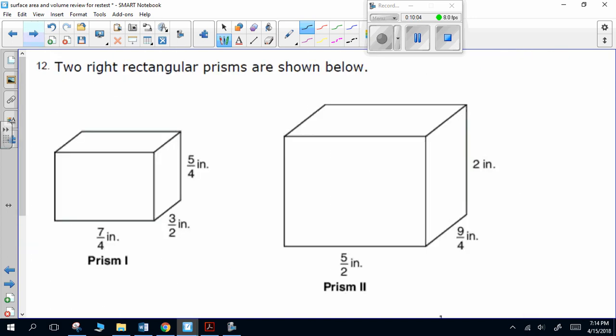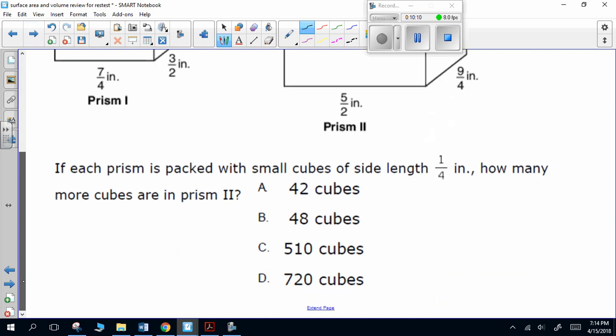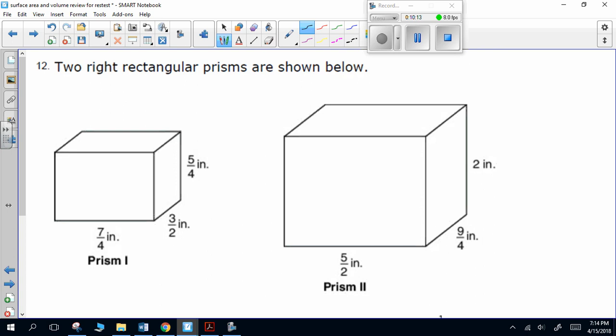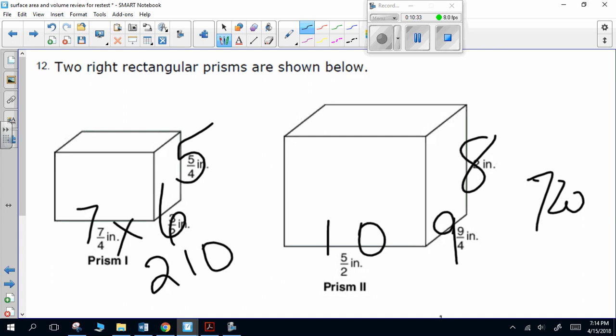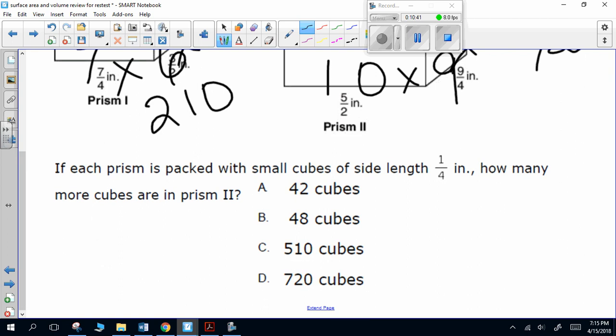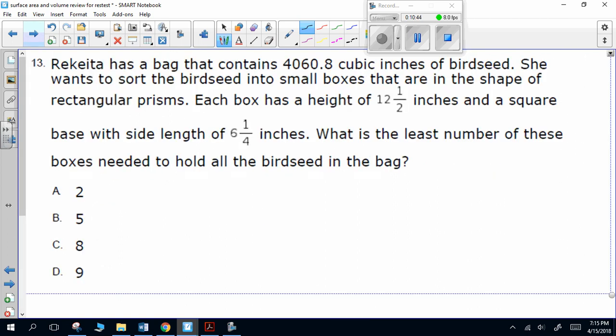All right, so looking at this one, it's got two right rectangular prisms, and you're being asked to figure out, we're putting 1/4 inch cubes in it. So I could fit 7 cubes on this side, 6 cubes on this side, and 5 cubes on that side. I could fit 10 cubes on this side, 9 cubes on this side, and 8 cubes on this side. So this box adds up to be 720, and this box adds up to be 210, because I just multiplied these three numbers together. So 720 minus 210 equals 510. So it's choice C.